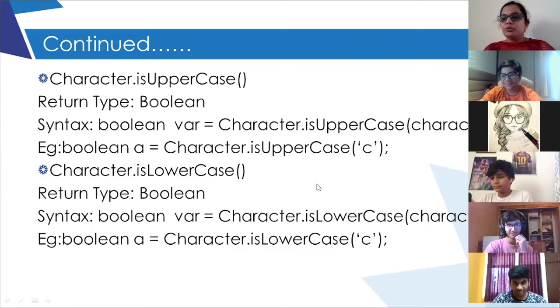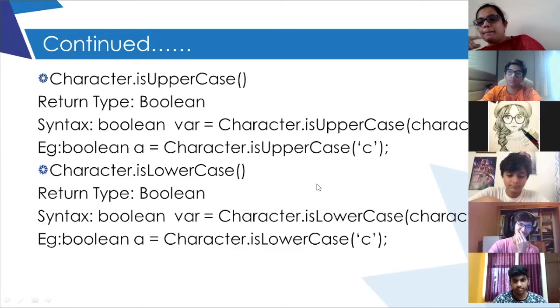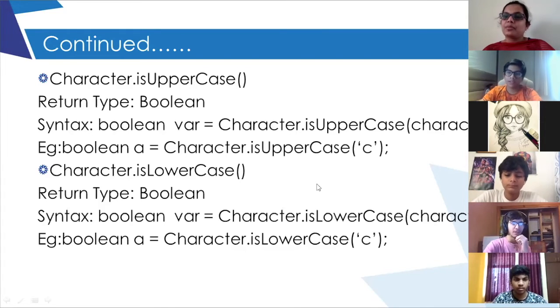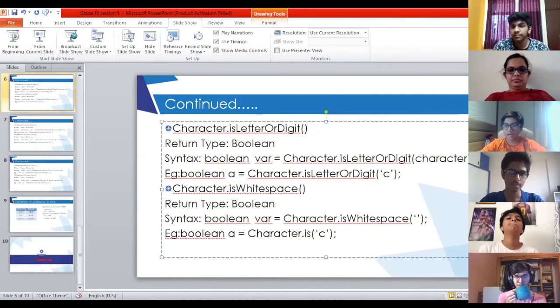Good. So six functions I have explained till now. What is the first one? isLetter, not isCharacter. Second, isDigit. Third, isLetterOrDigit. Fourth, isWhitespace. Do we have to put a space in between, or can we just put quotes?